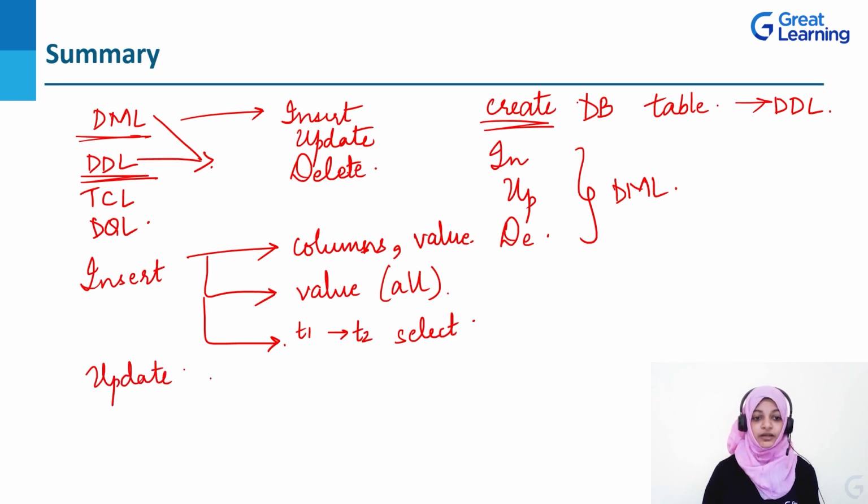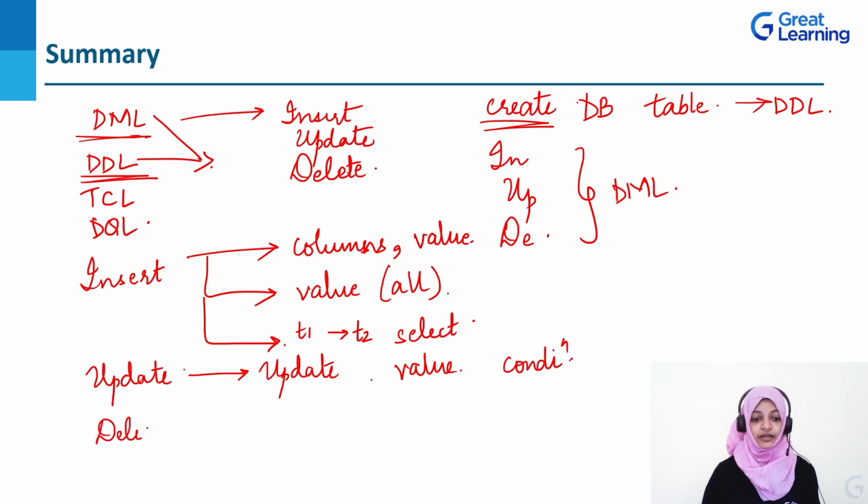Next, we saw the update statement. In the update statement, we saw that there were three parts to the statement. First, the actual update keyword, followed by the table which has to be updated. Next was the value that had to be updated. And lastly, the condition on the basis of which the value was updated.